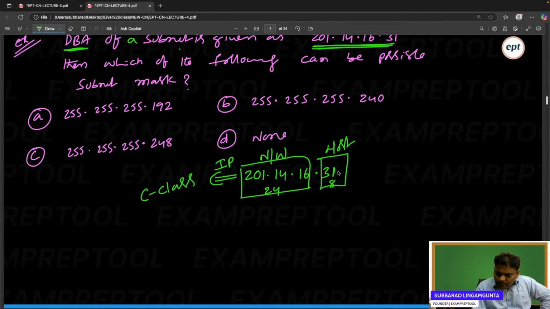So let me write here: network part, host part. It is 201.14.16, and one more very interesting thing, 31. Let me write it: 31 means 5 ones.